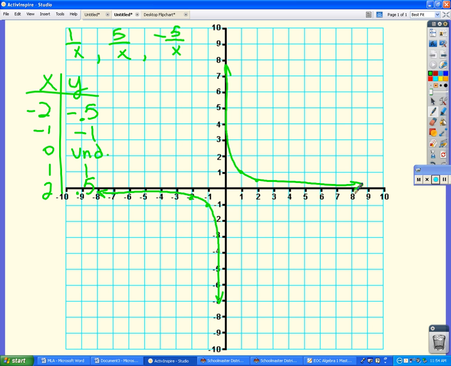Wait, we have to draw this graph out? Yeah, I said what I write down, you write it down. You didn't clearly write it.